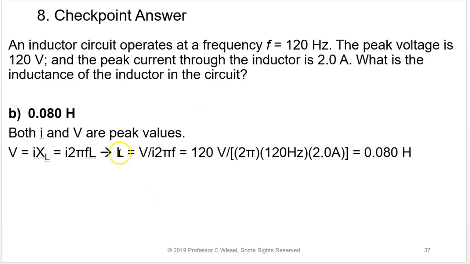Now, both I and V are peak values, and it's okay to use V equals I XL with peak values. So V equals I times XL, and that equals I times 2 pi F times L, just substituting for XL. And L will be V divided by 2 pi F I. So 120 volts divided by 2 pi times 120 hertz times 2 amps. It ends up being 0.080 henries.